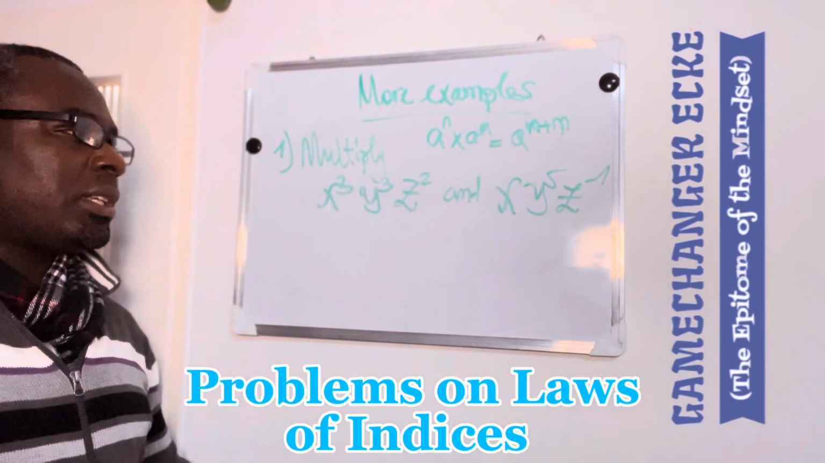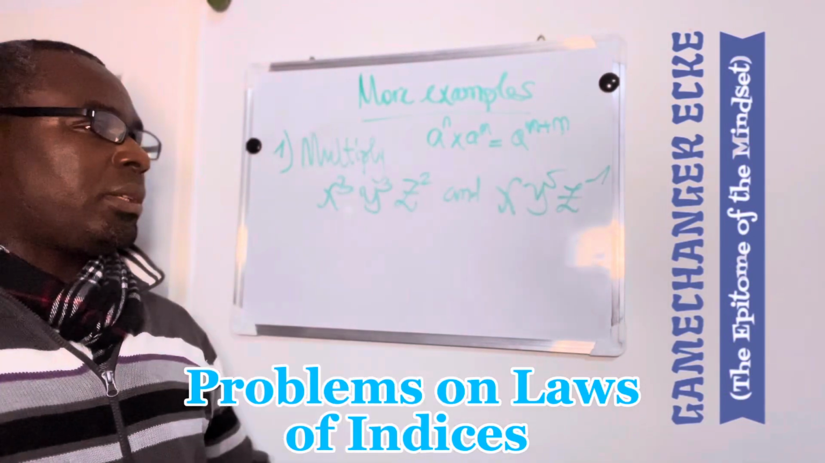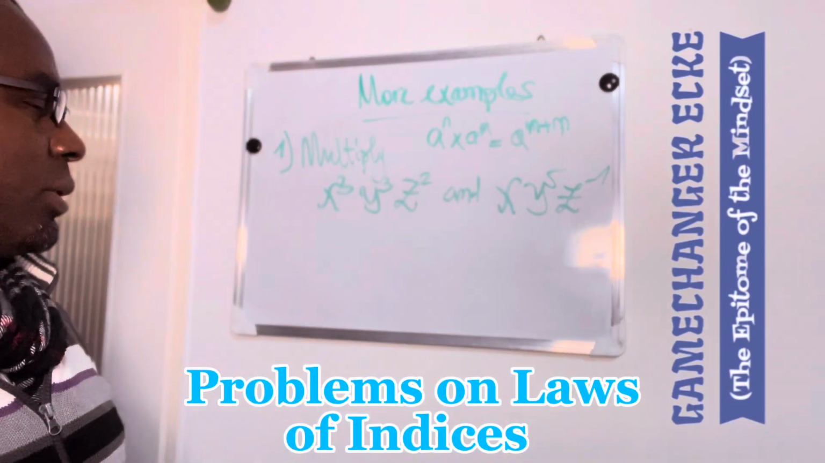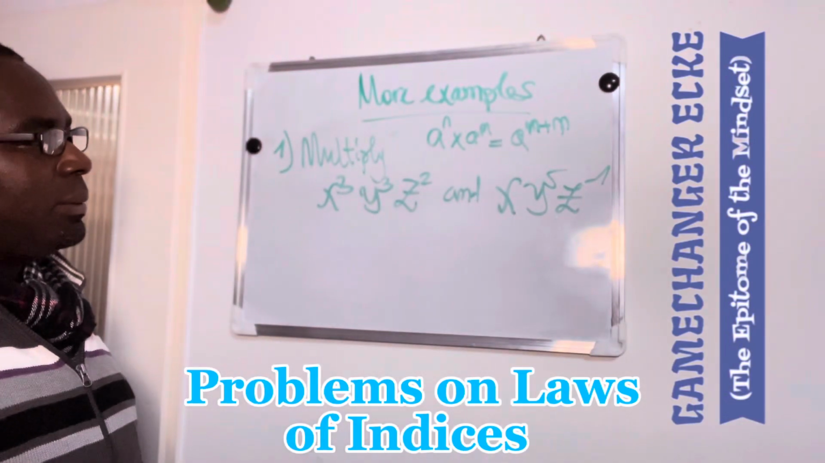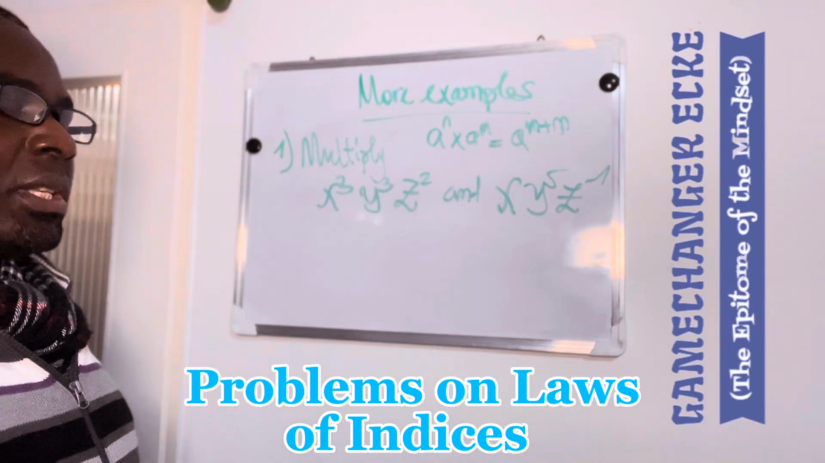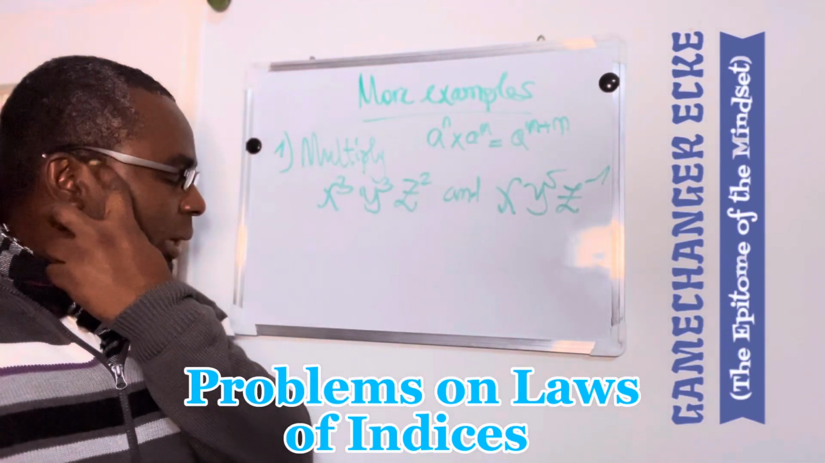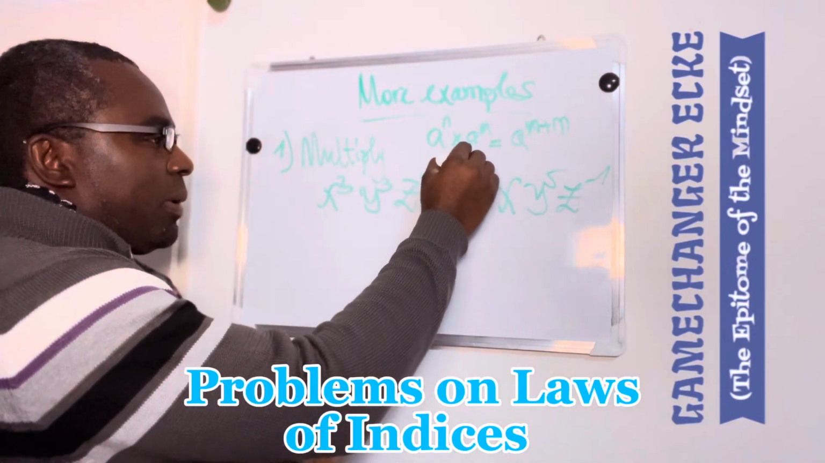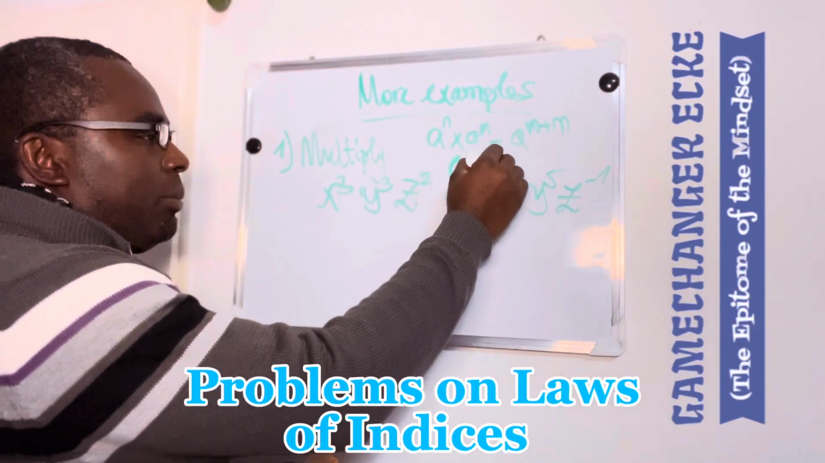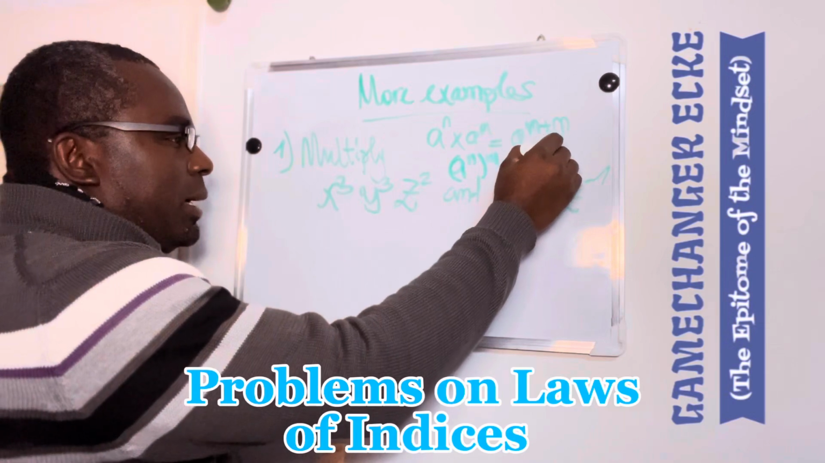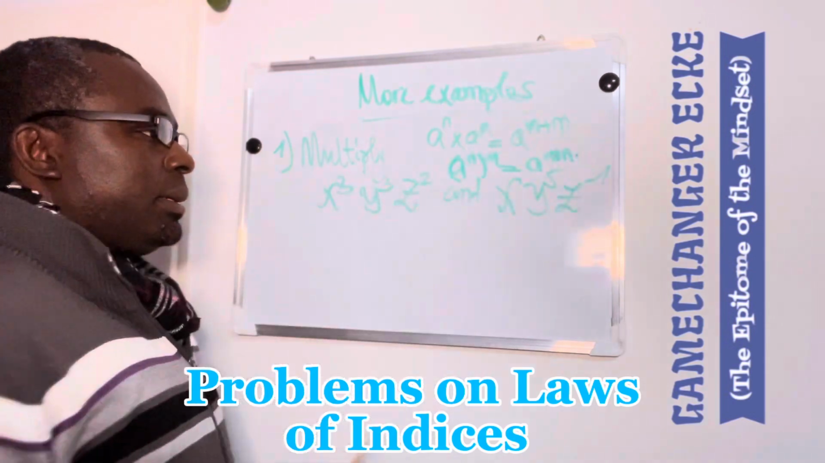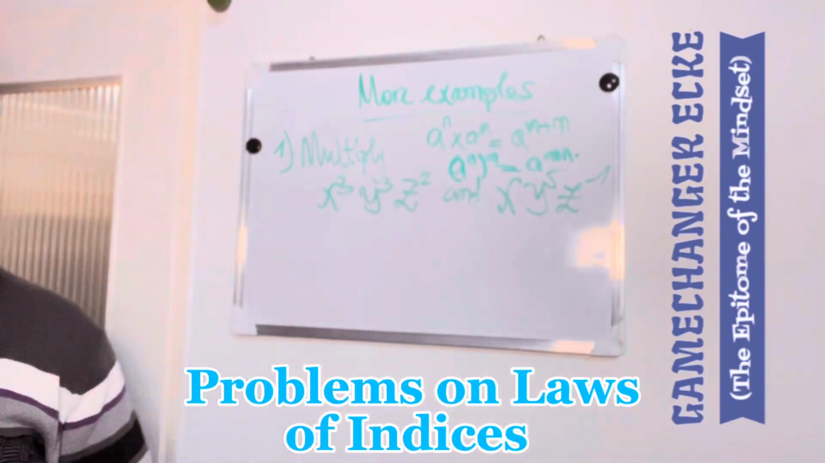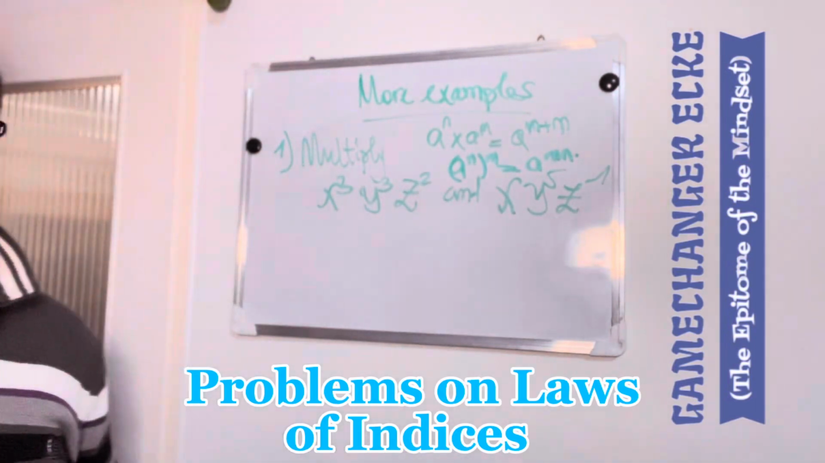And it's not only this law that you are going to use. You are as well going to use the bracket law, which states that a to the power n, all to the power m, is the same as a to the power m times n. So you are going to use both of these or one of them. Let's try to see how we can solve this.